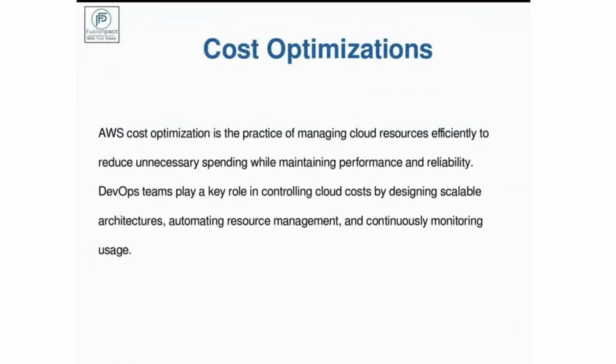So basically, what is cost optimization? Cost optimization is the practice in which we manage all our cloud resources like EC2, S3 buckets, RDS databases, different NAT gateways, and other things, so that we can reduce our unnecessary spending while maintaining performance and reliability as well. DevOps teams play a key role in that. This PPT is all about how we can reduce that.